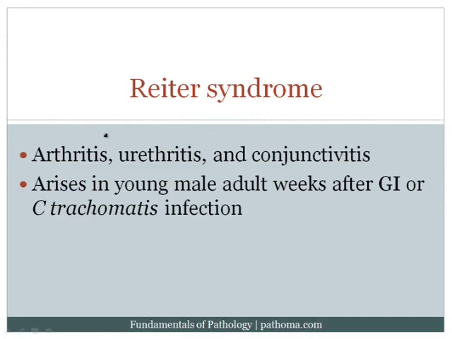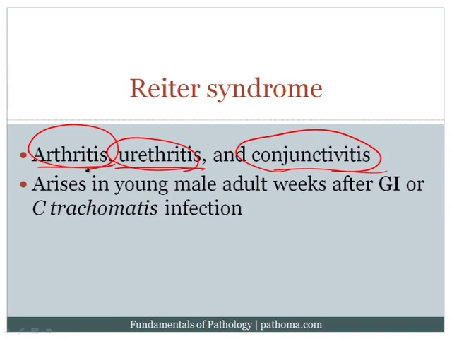The second of the seronegative spondyloarthropathies is Reiter syndrome. This presents as arthritis, urethritis, and conjunctivitis. And so the classic mnemonic is can't see, can't pee, and can't climb a tree.